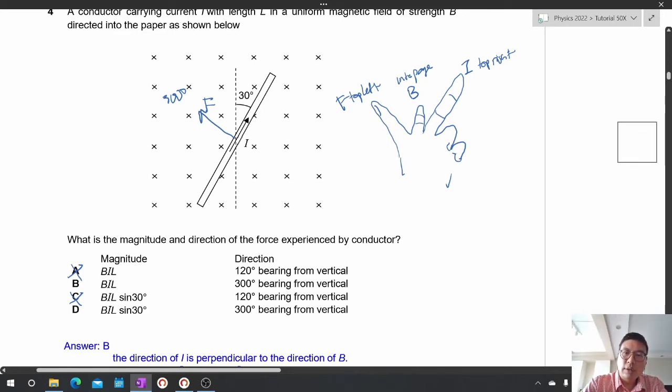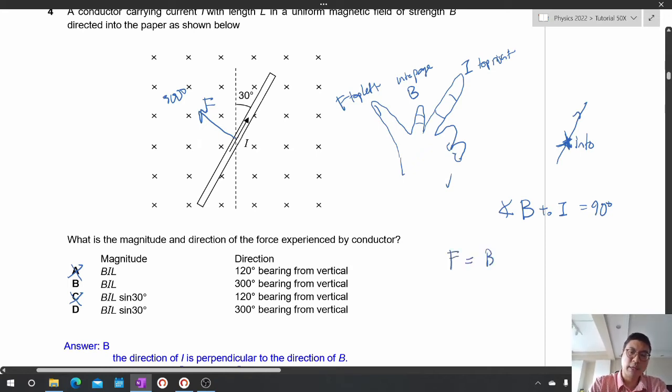Now the magnetic flux linkage, the flux lines, is traveling into the paper, and the current is going to the right. So the angle between the flux and the current is 90 degrees, it is perpendicular. This means that the force will be BIL sine 90 degrees, meaning that the maximum force will be achieved. So the answer is B.